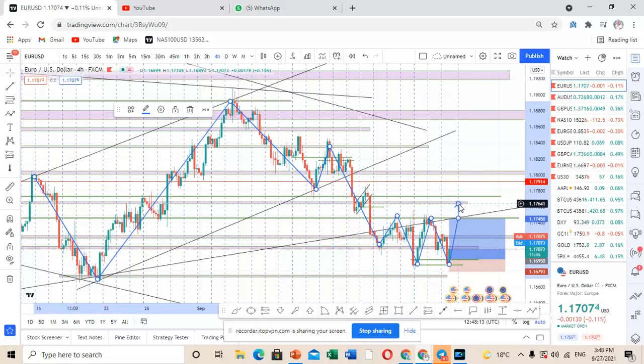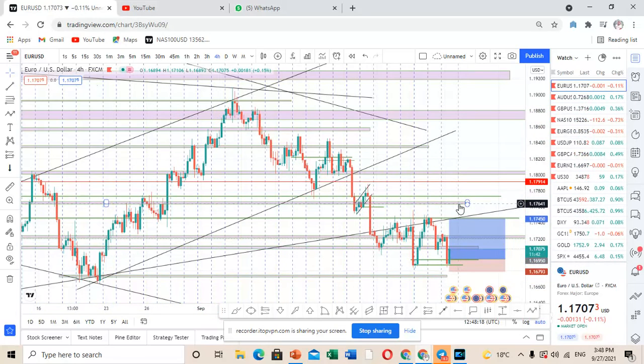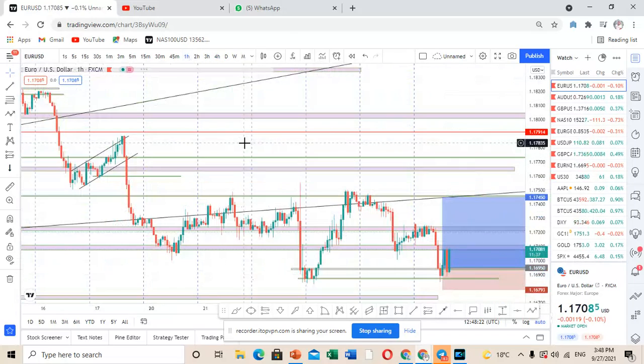We are expecting some news tomorrow, so I don't know if they are going to affect the markets, but it is just a matter of waiting and seeing if they are going to affect the market.